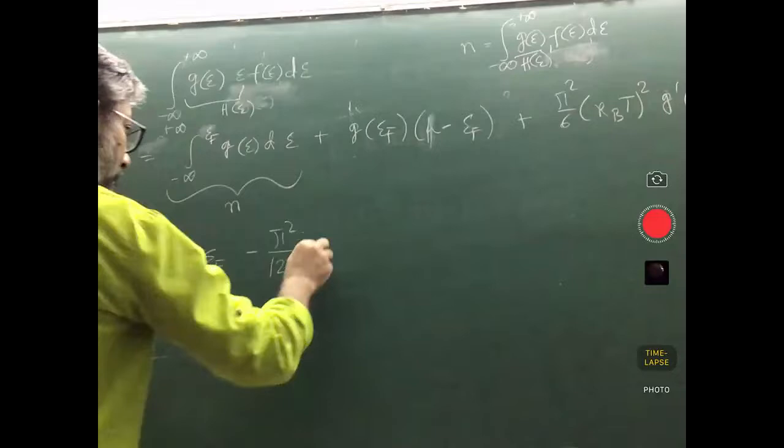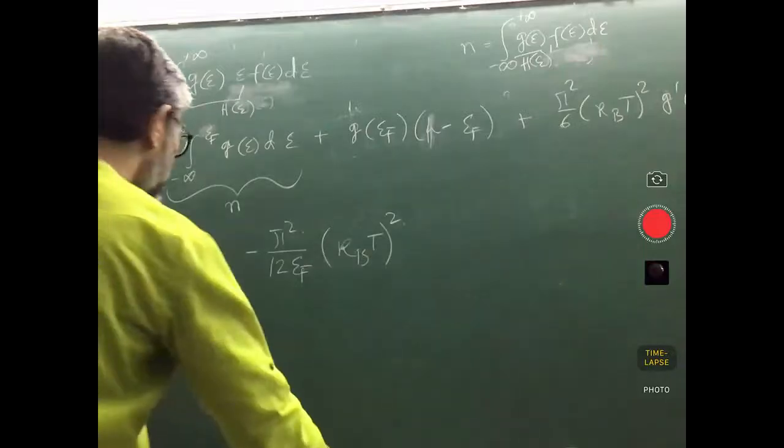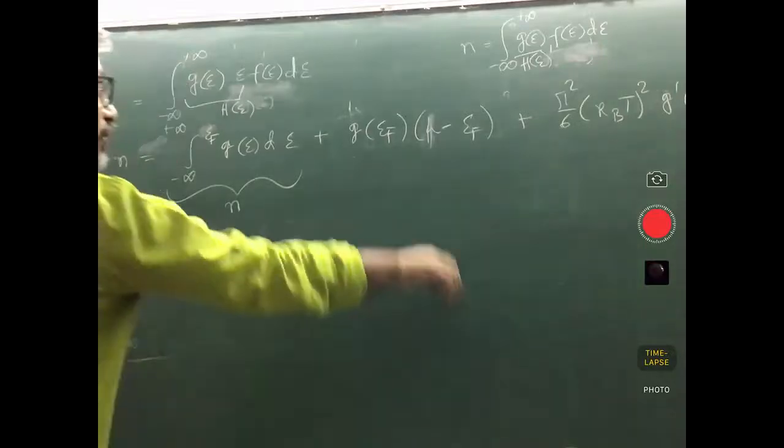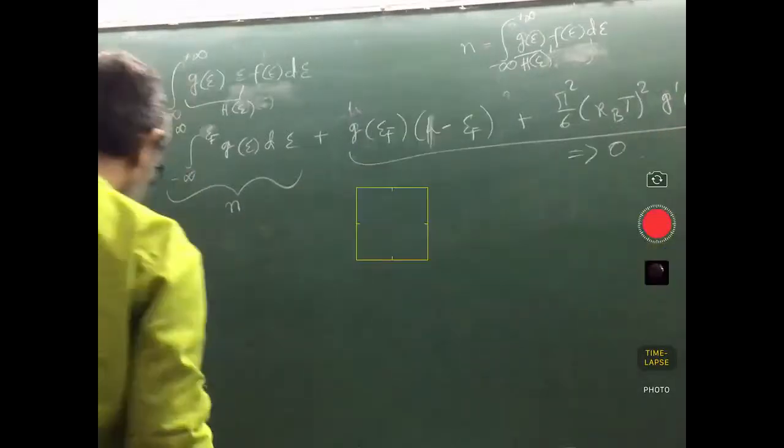So where did I choose that? But wait a second, let me just see what exactly I want to tell you. What I want to tell you is that if you put this term equal to zero, what you get is mu equals epsilon F.